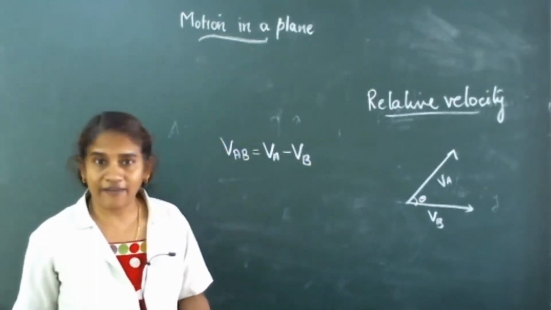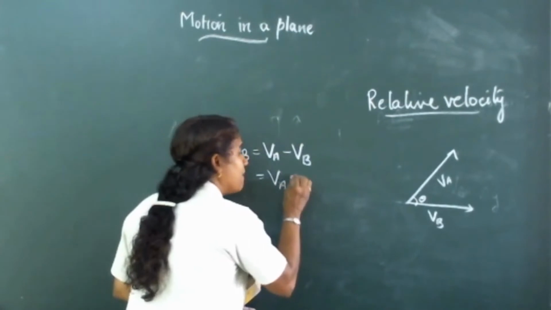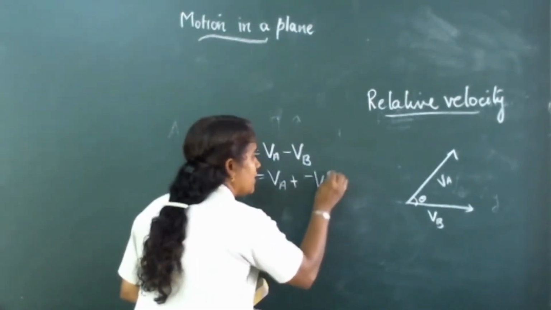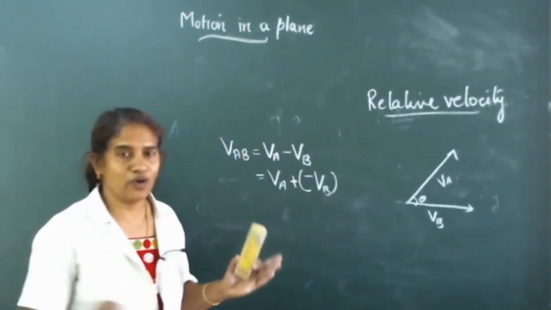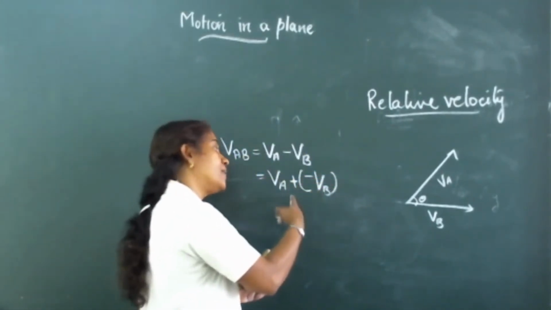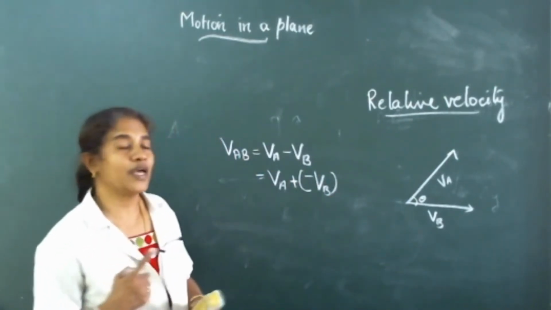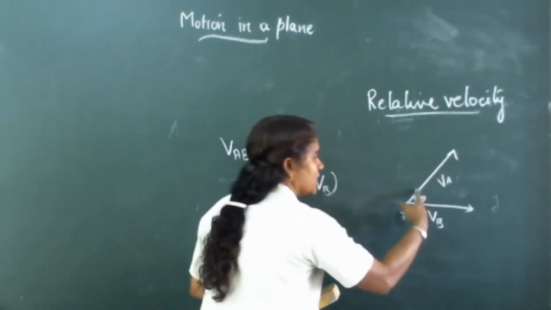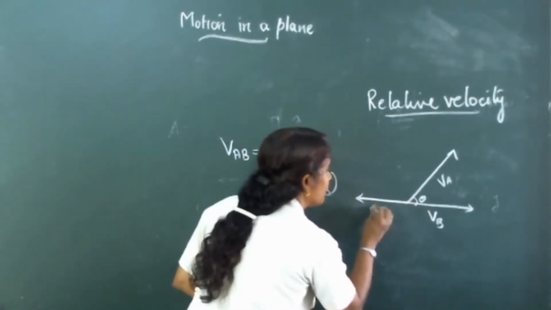Subtraction of vectors we haven't studied, so we can write it as VA plus minus VB. Addition of vectors we have studied. So minus VB we can write as plus negative VB. So in the diagram, how can we show that? The VA direction is there, plus VB is this. So what will be minus VB?